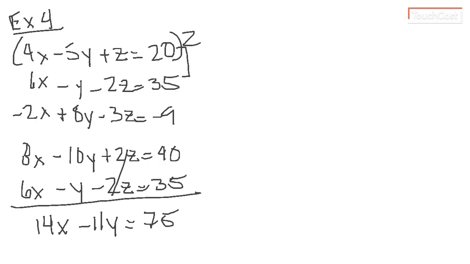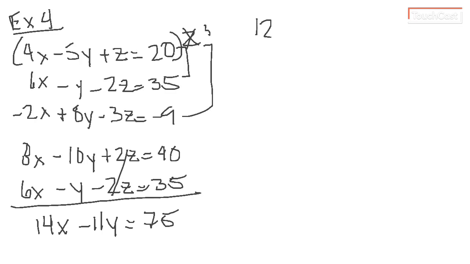Now I could take any combination of that last equation and the first two. I'm going to look at the first one and the last one, and I'm going to eliminate my z's. This time, instead of multiplying by 2, I'm going to multiply by 3.